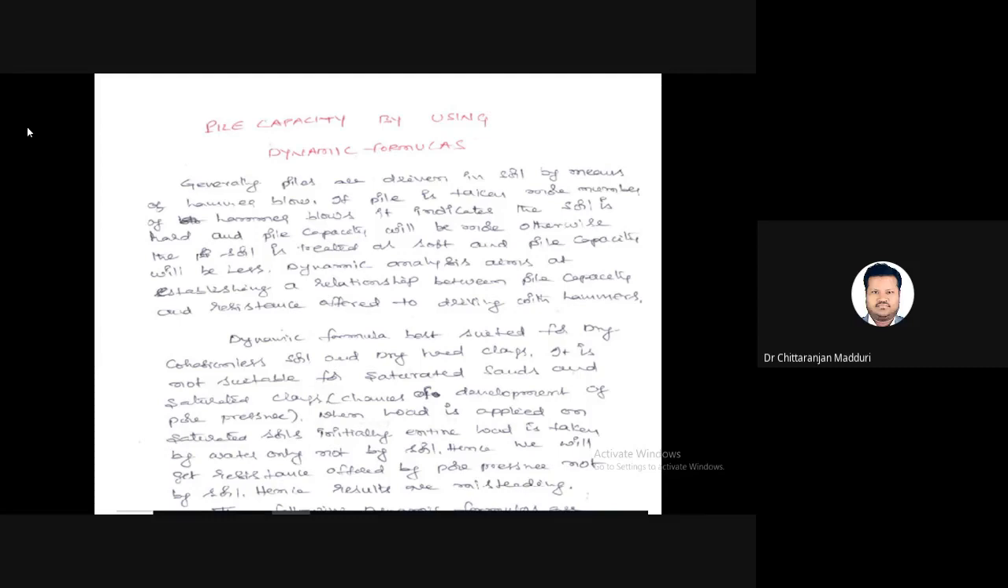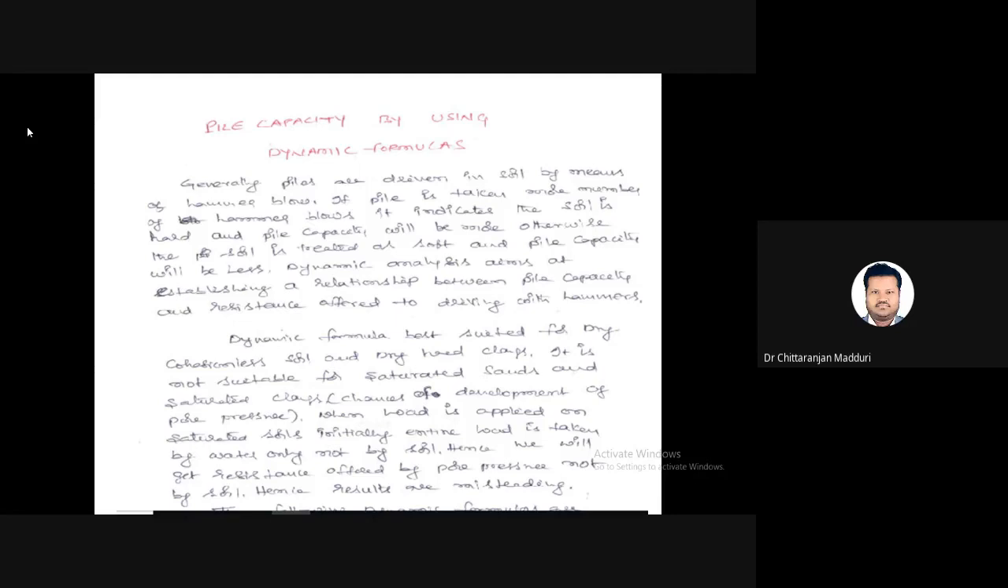It is not suitable for saturated sands and saturated clays because when the soil is fully saturated, there are chances of development of pore water pressure. In the case of fully saturated soil, what will happen when load is applied? Initially, the entire load is taken by water, not by soil. Hence, we will get the resistance offered by the pore water pressure, not by soil. Hence, results are misleading. So dynamic formulas are best suited for dry cohesionless soil and dry hard clays. It is not suited for fully saturated clays or fully saturated sands.